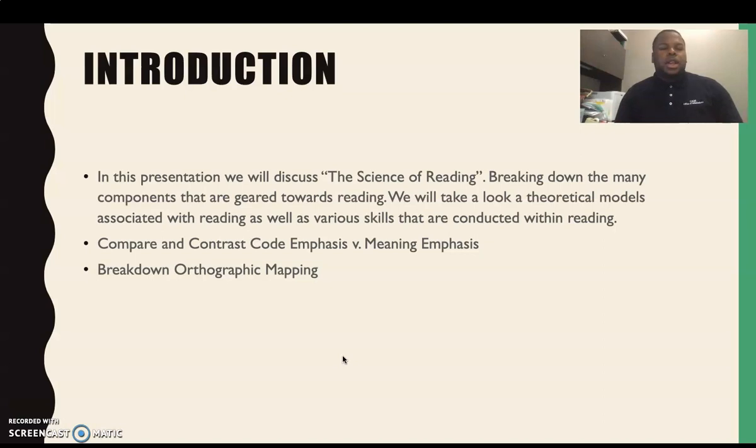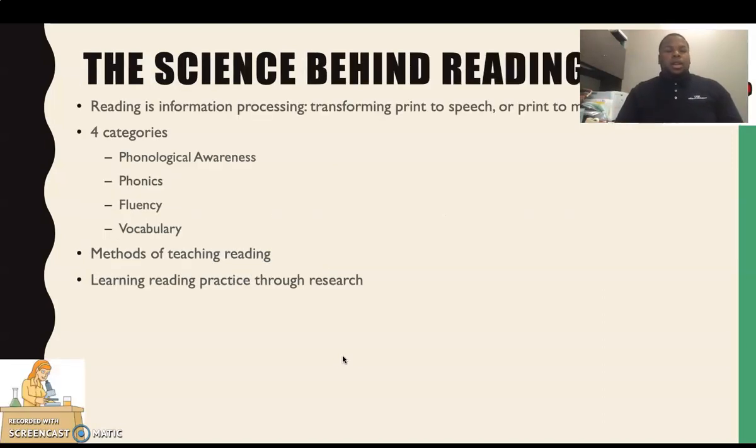So, a brief introduction. In this presentation, we'll go over the science of reading. We'll break down the theoretical models, compare and contrast code emphasis versus meaning emphasis, and the breakdown of orthographic mapping. Let's start with the science of reading.